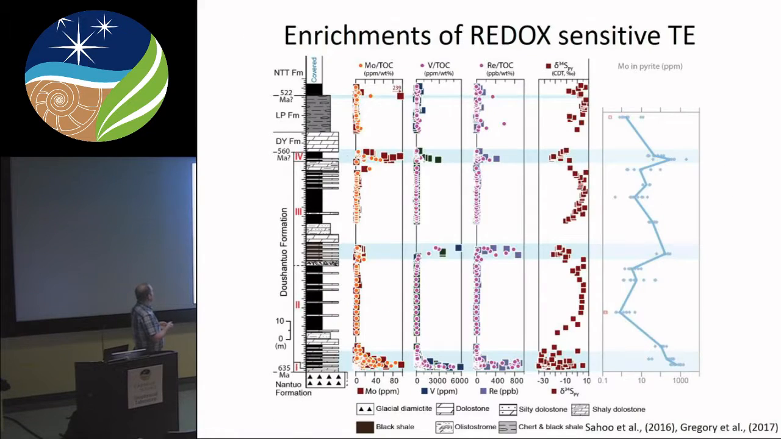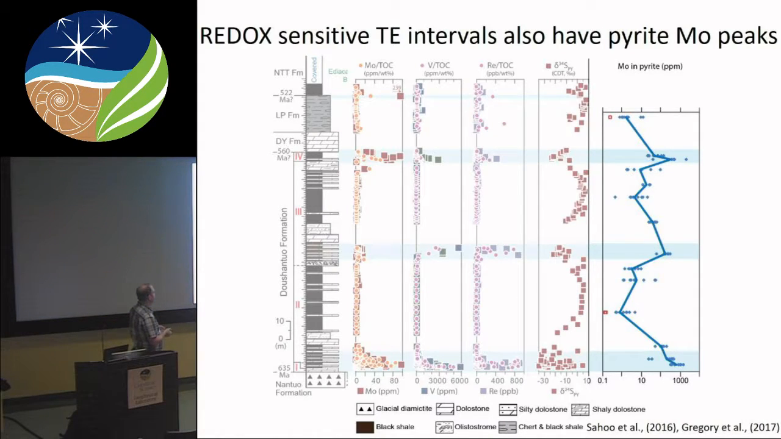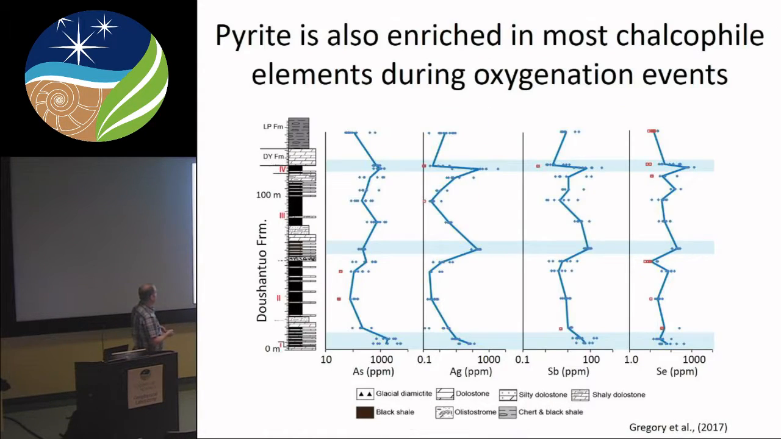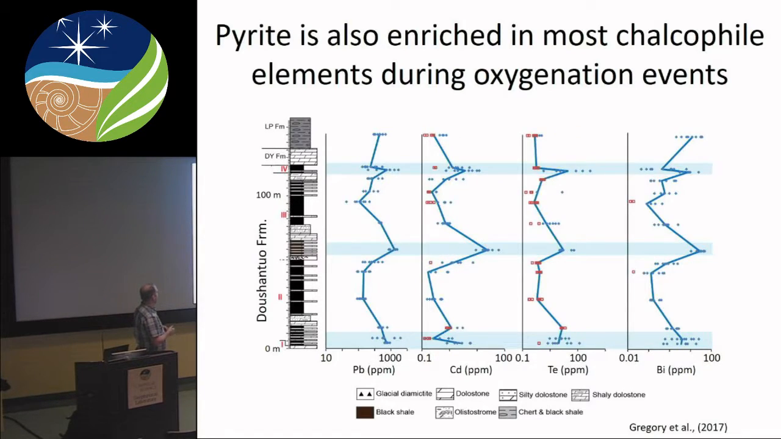So this is the work, the whole rock samples by Sahu et al. And you can see there's 3 periods where there's a strong enrichment in these redox-sensitive trace elements. And when we compare our pyrite analyses, this is molybdenum in pyrite, and this is a log plot, I'll note, we have an increase in each of these intervals of molybdenum in pyrite. We see a similar thing with most of the chalcophile elements. So arsenic, not so much, but silver, antimony, selenium, all are increased in these intervals, as are cadmium, bismuth, and lead.